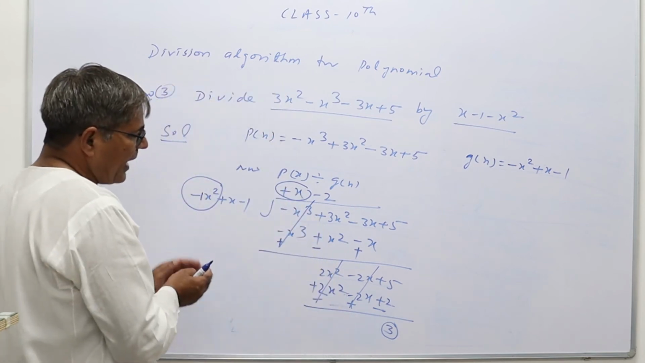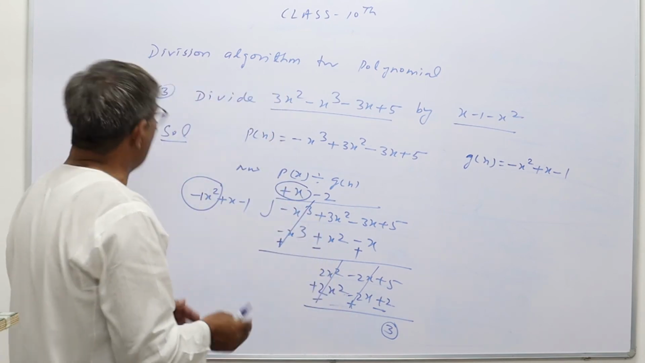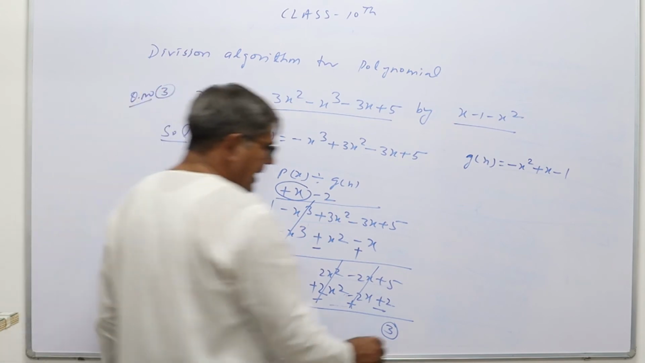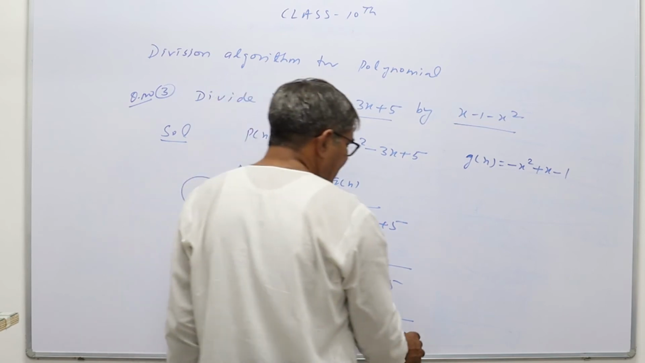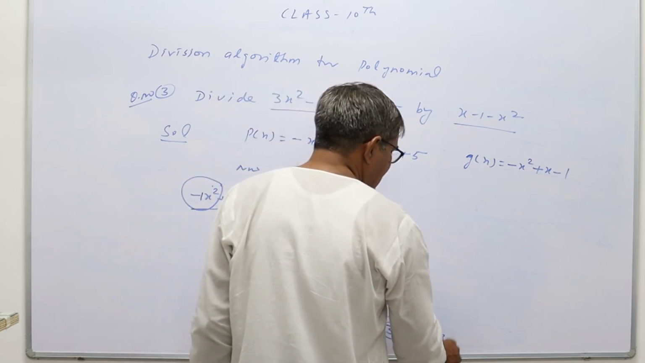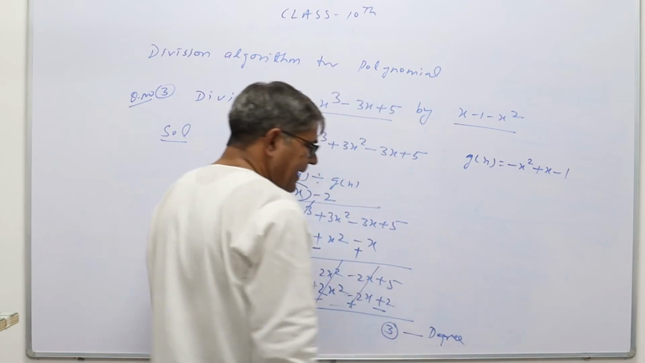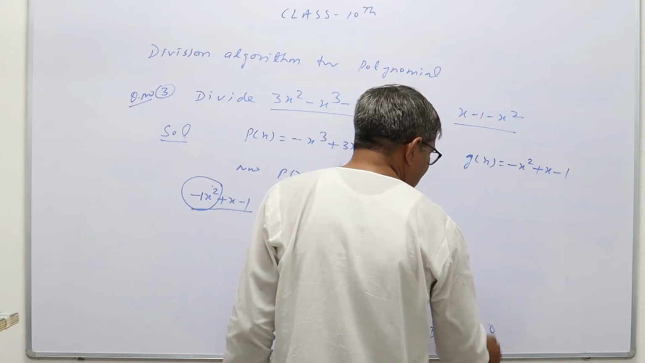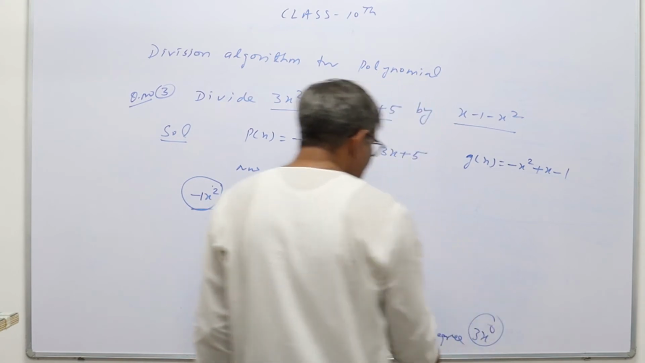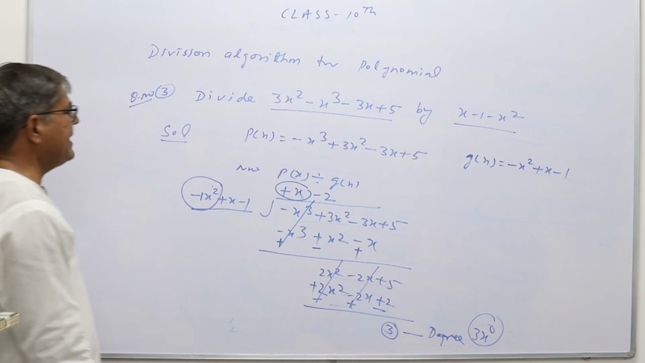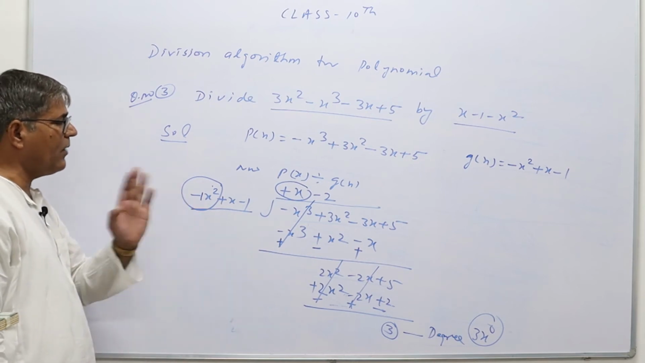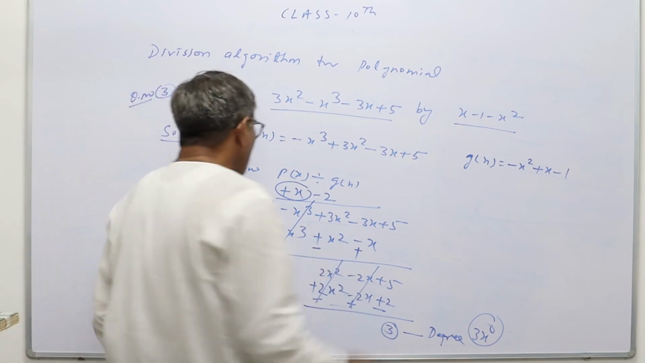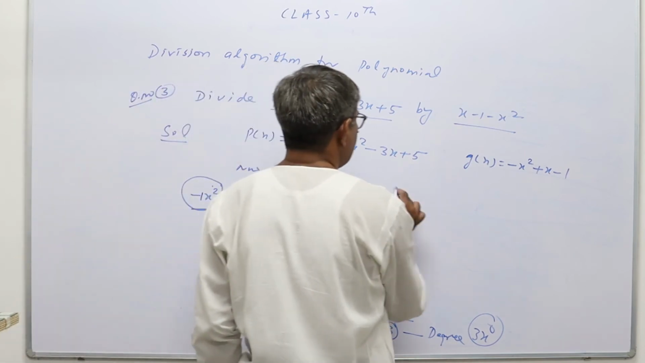See, now is it possible to divide again? No, because the highest degree term of the divisor is 2 and here the remainder is 3, so its degree is 0. How is its degree 0? Because this is a constant, so we can write 3x power 0. So now the remainder's degree is less than the degree of the divisor, so it is not possible to divide the next term. So this is your quotient.